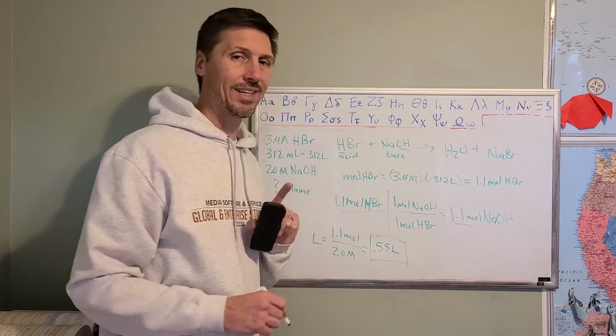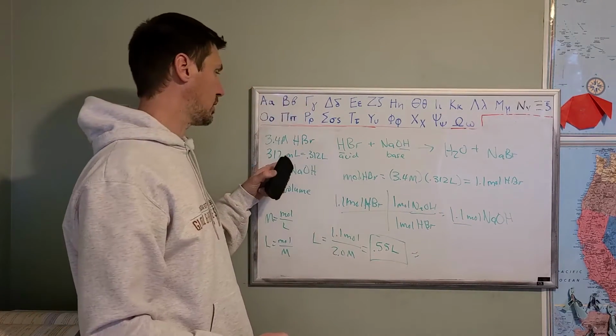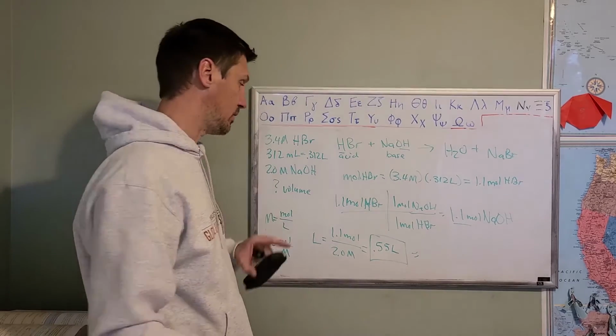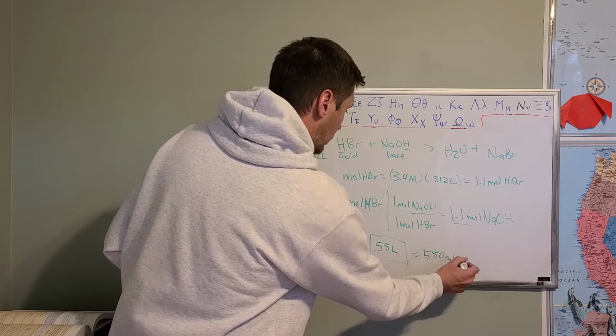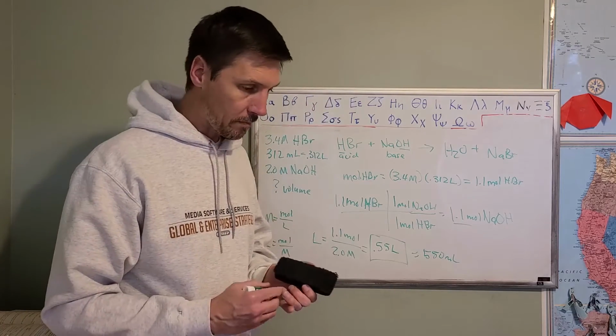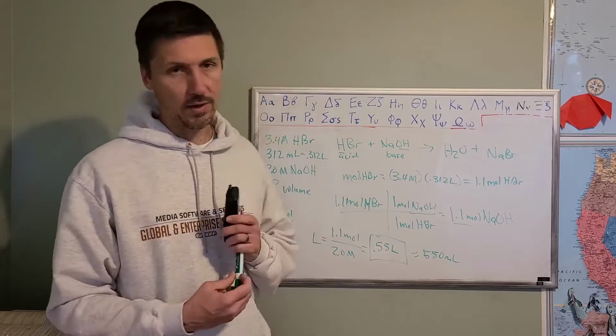All right, so this is our answer. 0.55 liter solution of NaOH is what we need. You could convert that to milliliters since this HBr solution was given in milliliters if you want to. If you were to give me 550 milliliters as your answer, that would be correct as well. Okay? But since the problem didn't specify which unit it wanted it in, then liters would have been fine also.